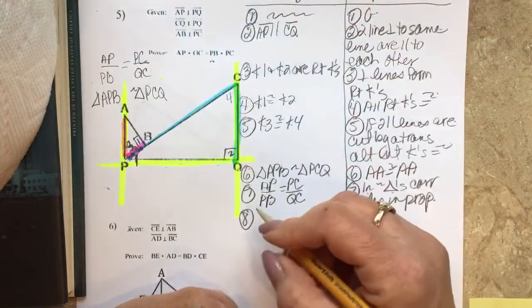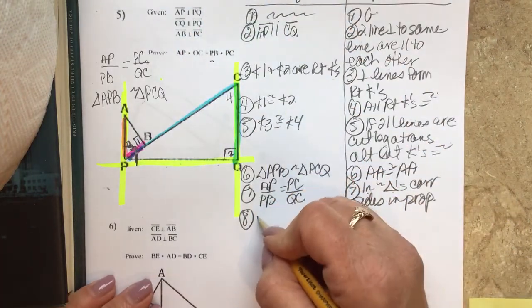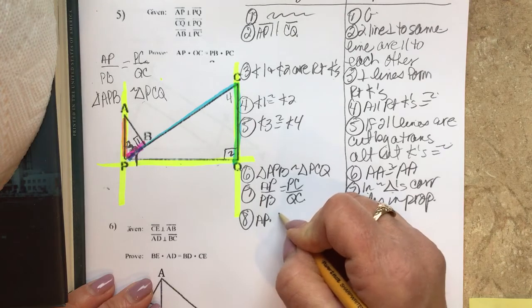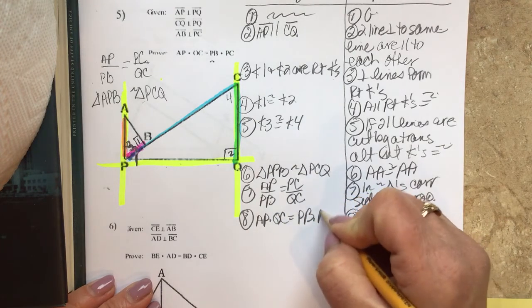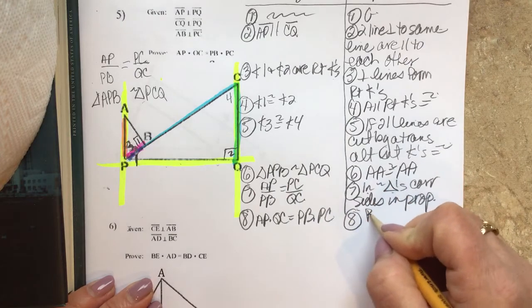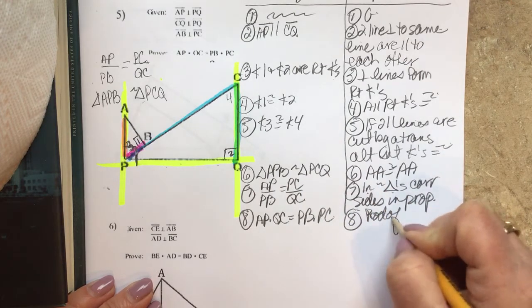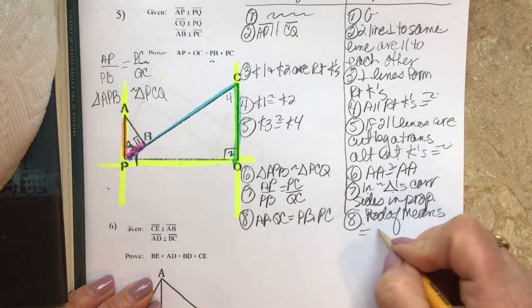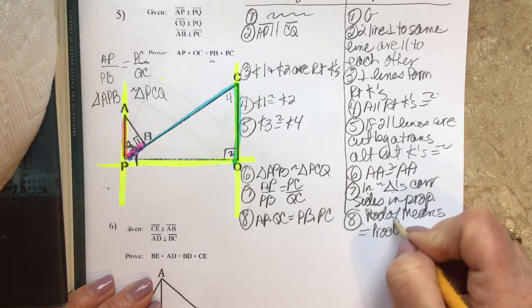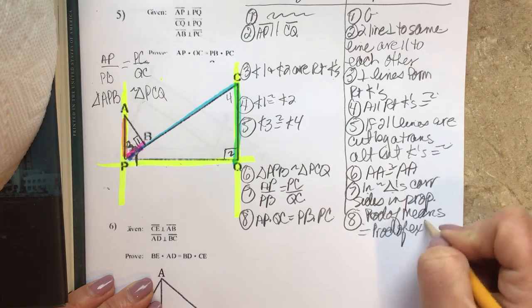All right, now we're going to cross multiply those. So AP times QC equals PB times PC, and that's product of means equals product of extremes.